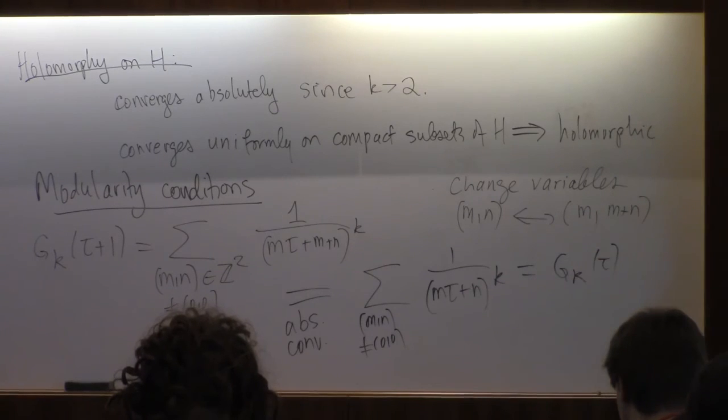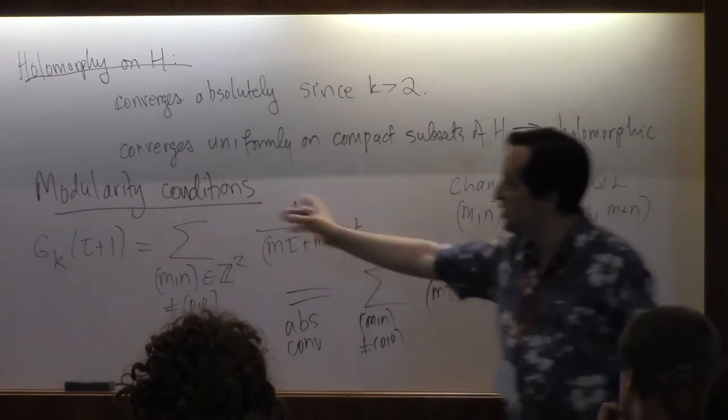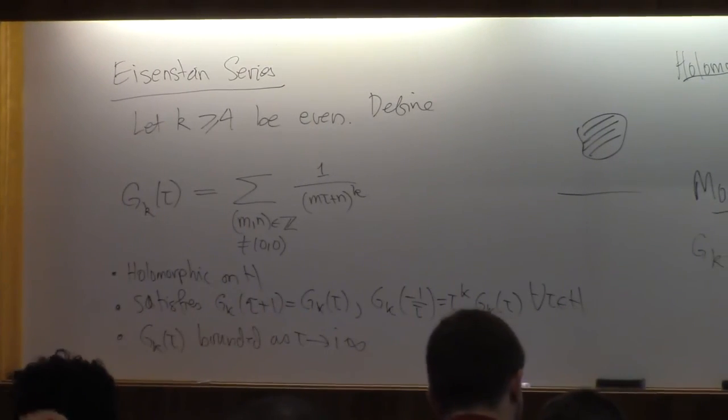Okay? So we satisfy the first condition, the first modularity condition. And what about the second one? So for the second modularity condition, it's going to be slightly more interesting. All we have to do is just compute the terms and then do a little bit of algebra, and we're going to see the extra factor of tau to the k popping out. So let's do the calculation.